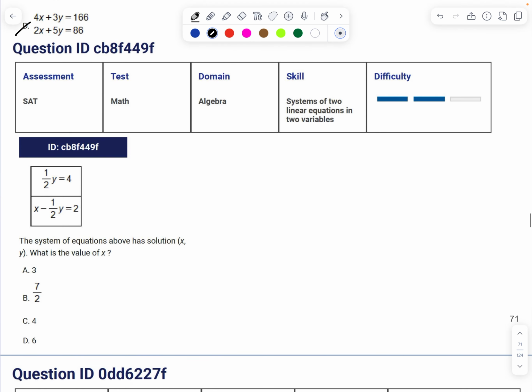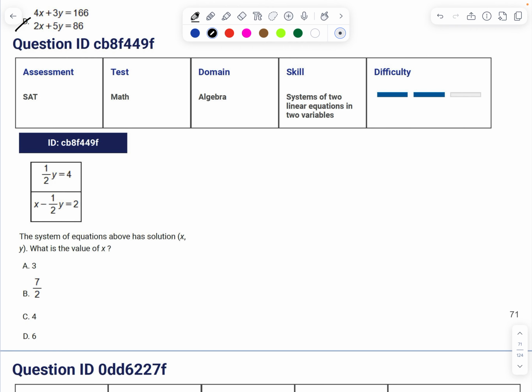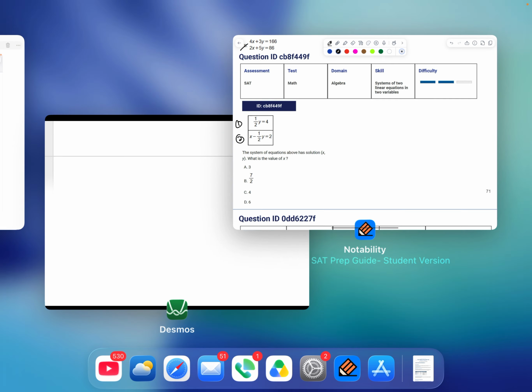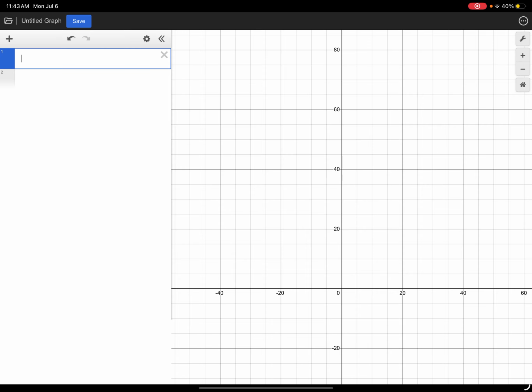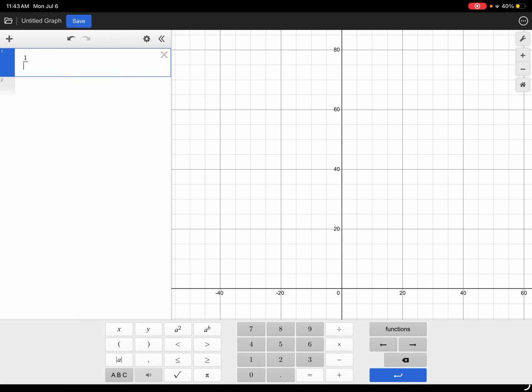Let's go down and look at one that's a difficulty level 2. We're given 2 equations, equation 1 and equation 2, and we're told the system of equations has solution (x, y). What is the value of x? Very simply, we're going to go to Desmos. If you see system of equations, you're always thinking Desmos. So let's type this in.